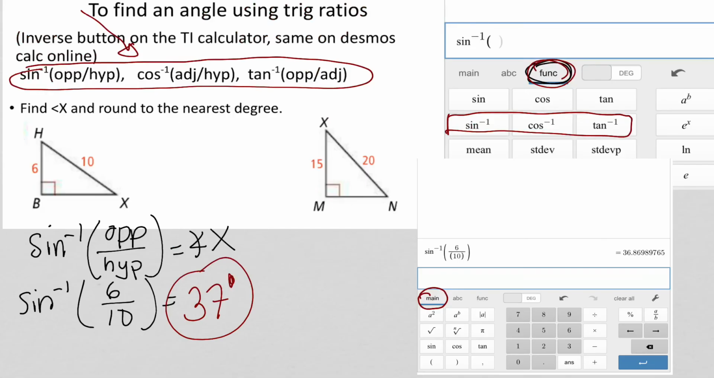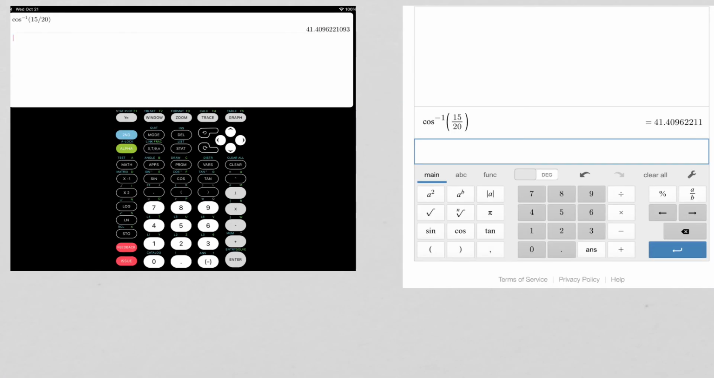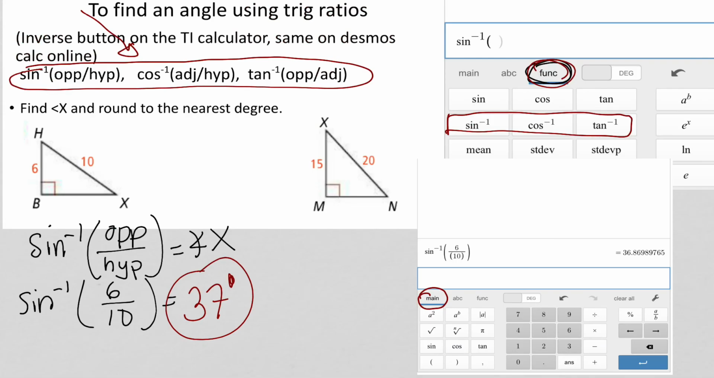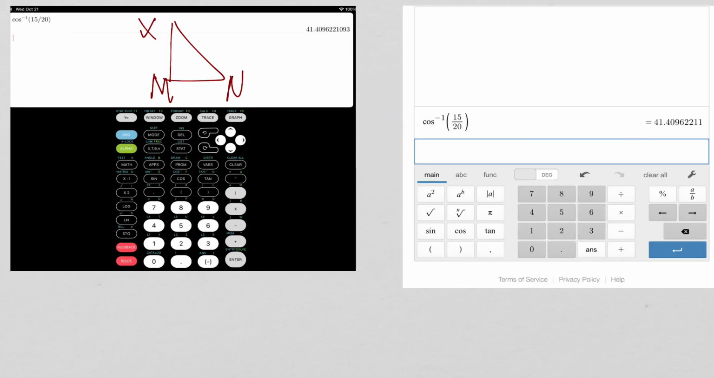All right, we need to go back to the other problem that I have on this slide, M and X. Okay, so let's make this triangle, M and X. And what was it again? It was 15 and 20. This was 15, this was 20, and again, we're looking for angle X.